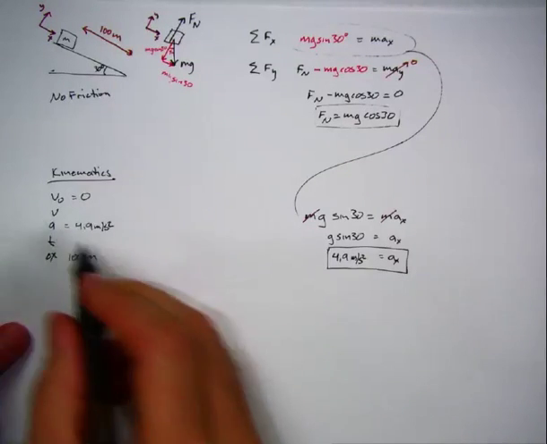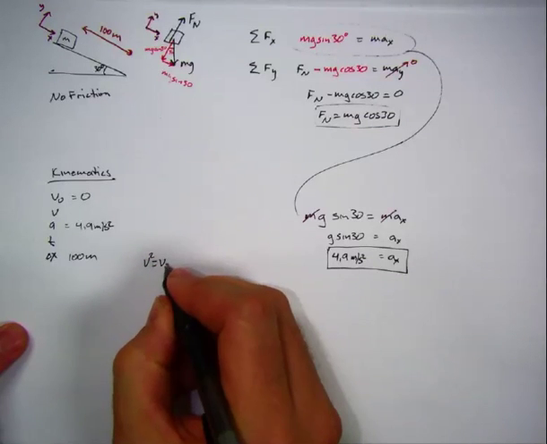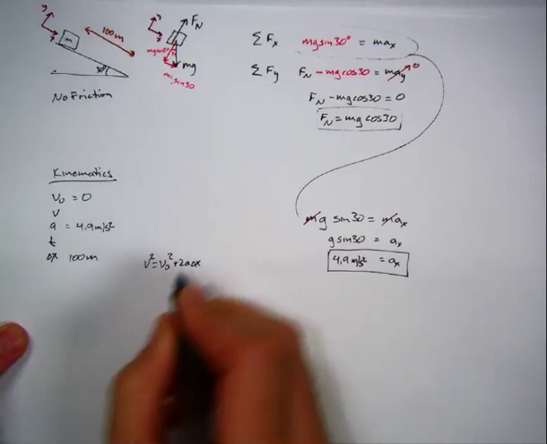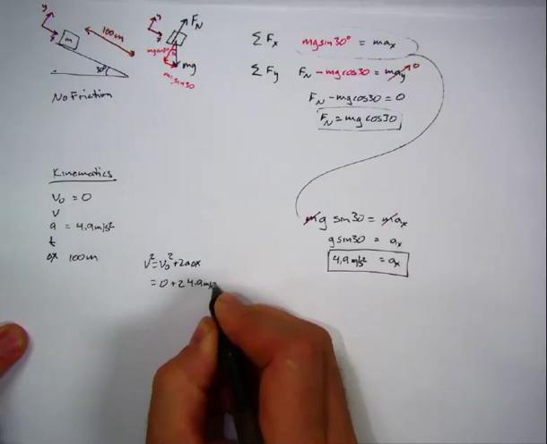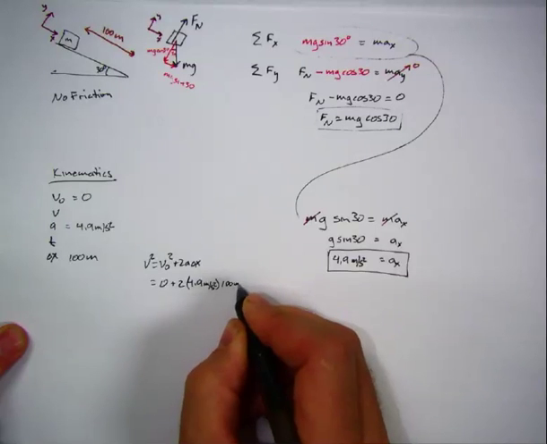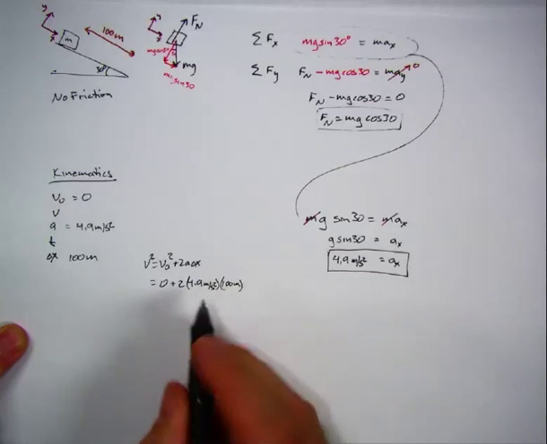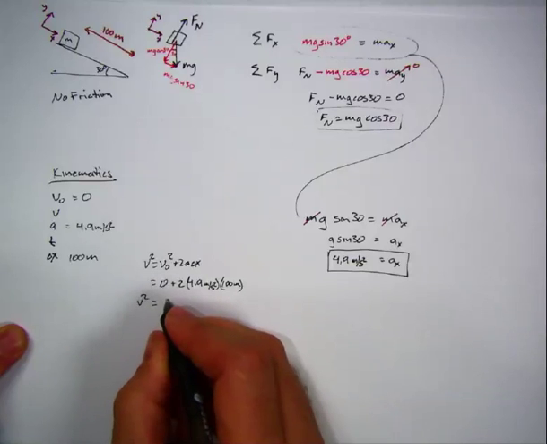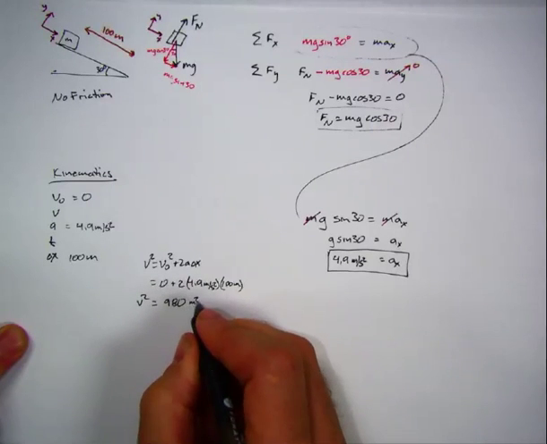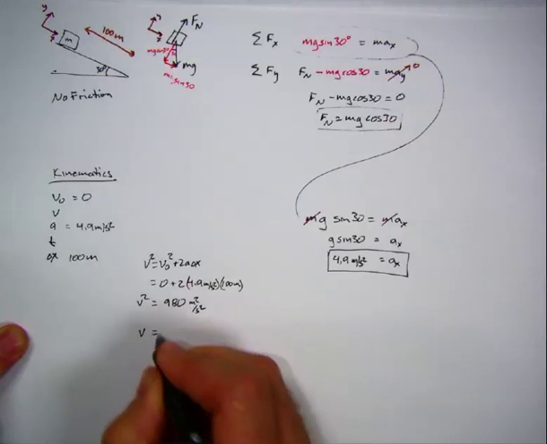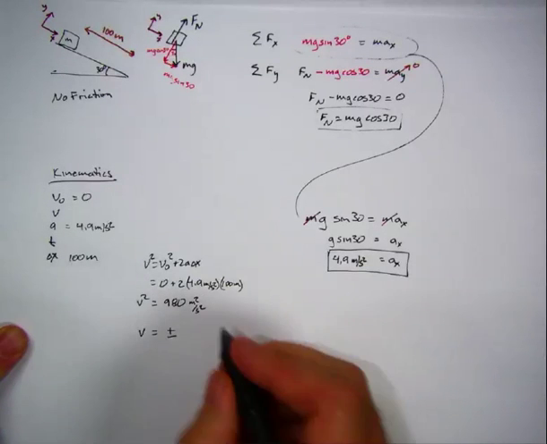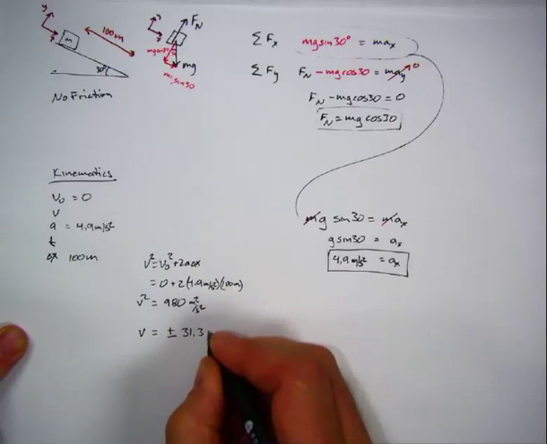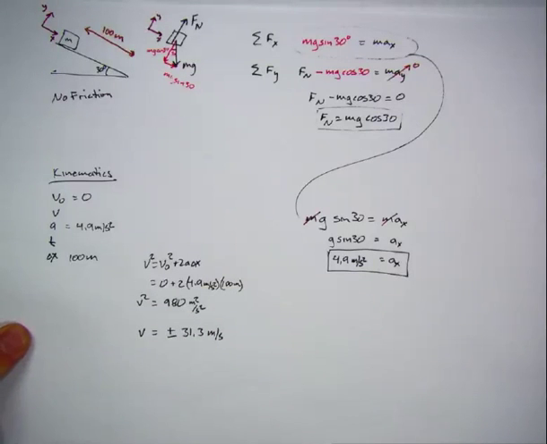If we wanted to find the final velocity, v squared equals v0 squared plus 2a delta x. So it's going to equal 0 plus 2 times 4.9 meters per second squared times 100 meters. So v squared equals 980 meters squared per second squared, or v is equal to plus or minus, since I take the square root, I always get a plus or minus, the square root of 980, which is 31.3 meters per second. Now I have to decide which am I choosing, plus or minus.